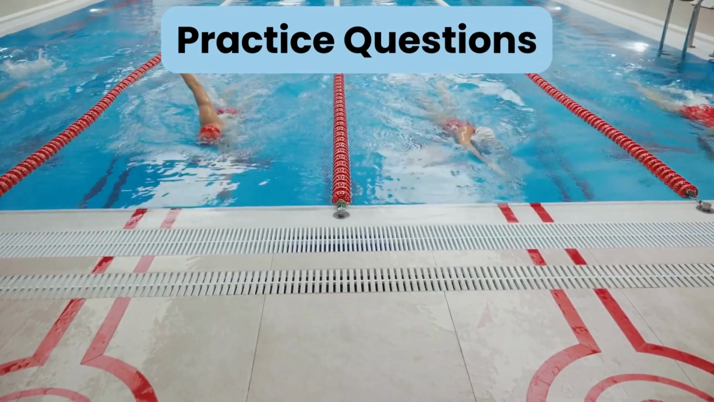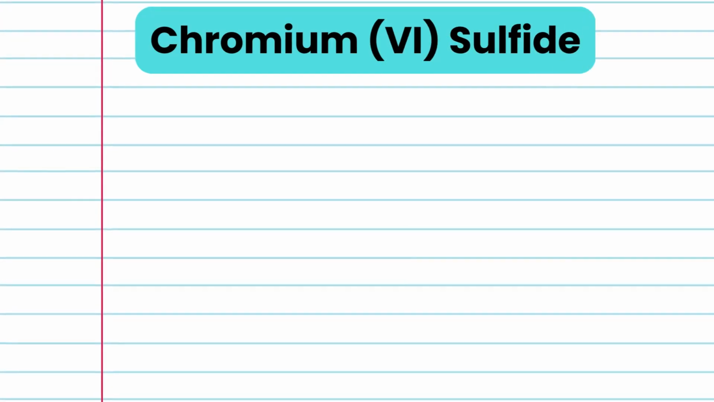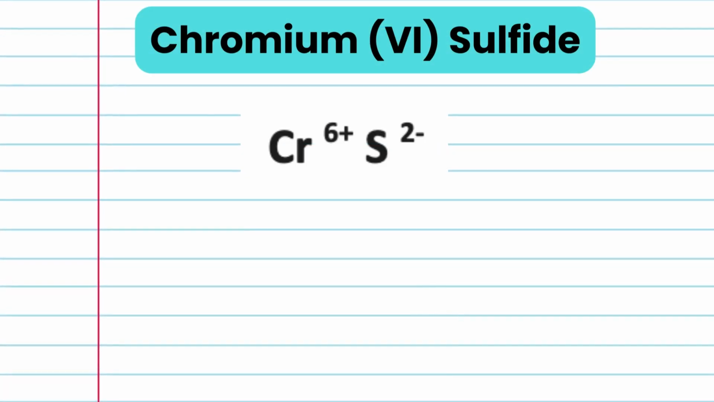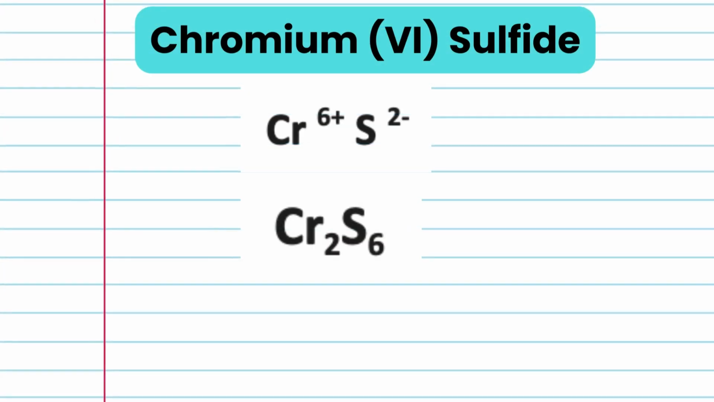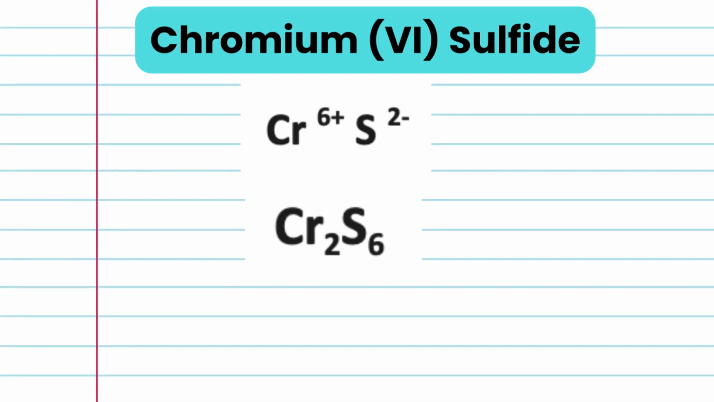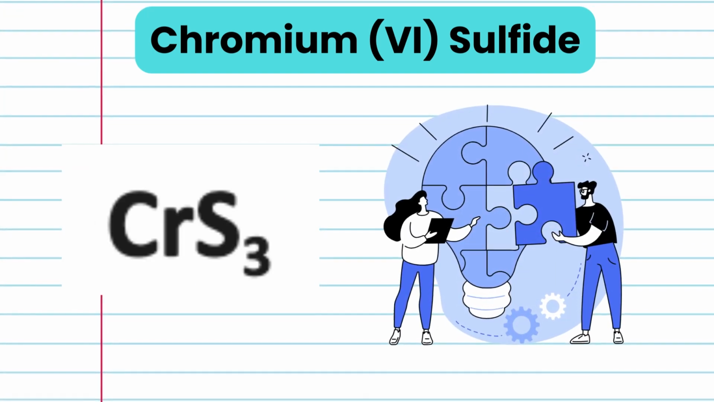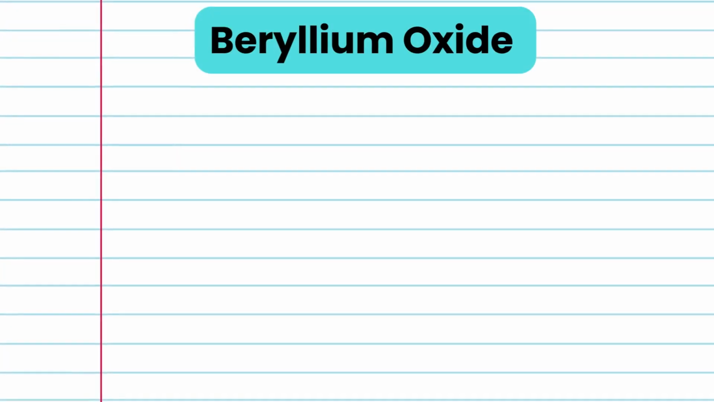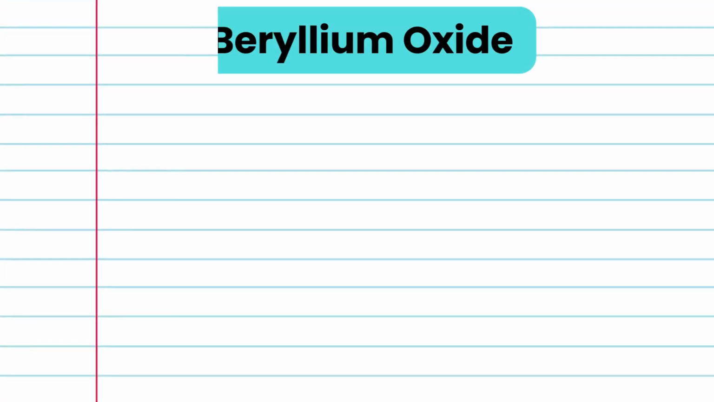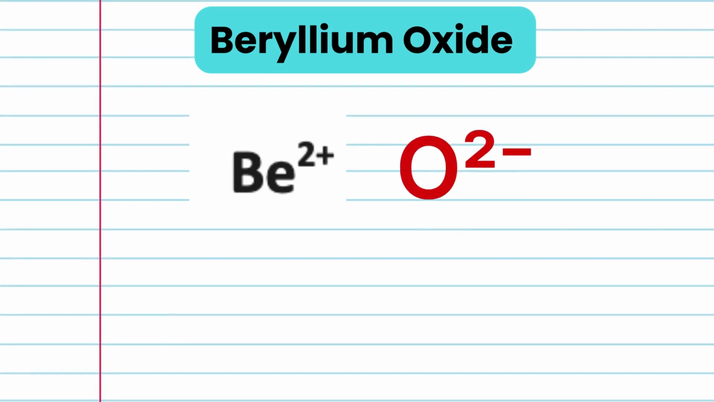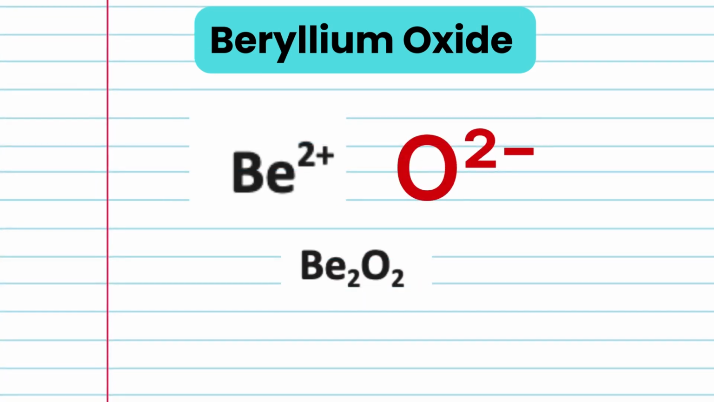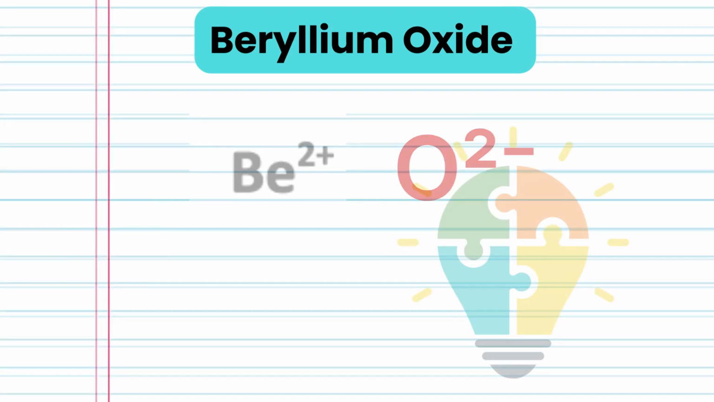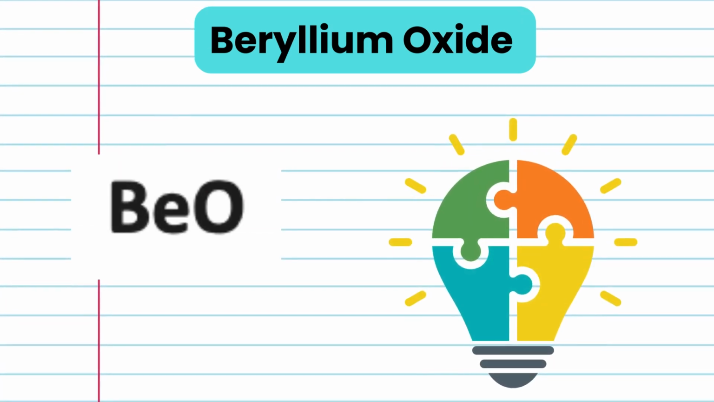Practice questions. 1. Chromium 6 sulfide. So chromium is 6 plus, sulfur is 2 minus. Criss cross, we get Cr2S6. Lowest possible ratio would be CrS3. Question 2. Beryllium oxide. Be is 2 plus, O is 2 minus. So we'll do criss cross and we get Be2O2. Lowest possible ratio would be BeO.